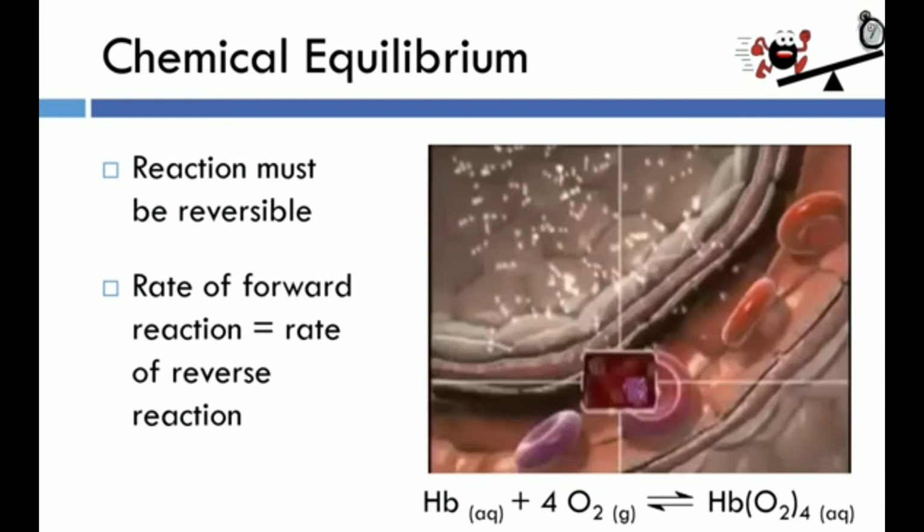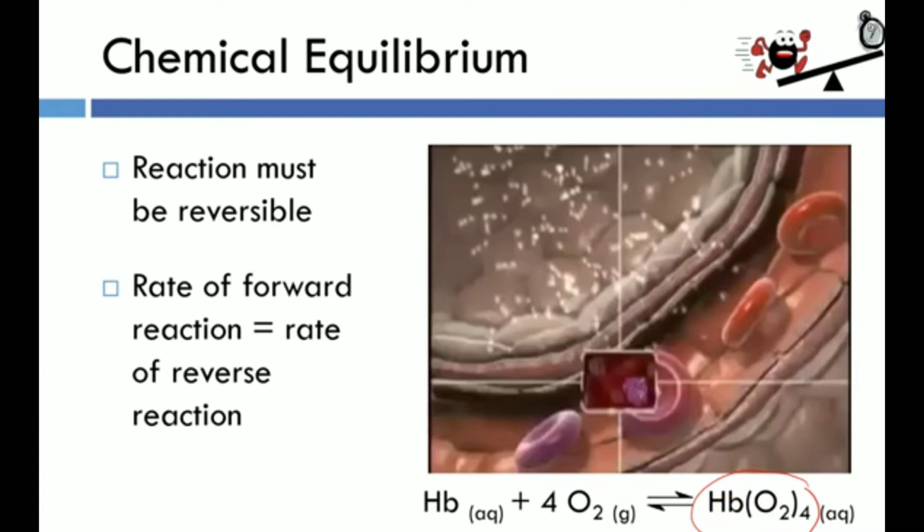This is the reaction where Hb is hemoglobin and O2 is oxygen. We know that hemoglobin and oxygen bond so that the hemoglobin can carry the oxygen around your body. This is the forward reaction. But we also need this reaction to go in reverse, to release the oxygen from the complex so that we can give oxygen to your cells to support cellular respiration.